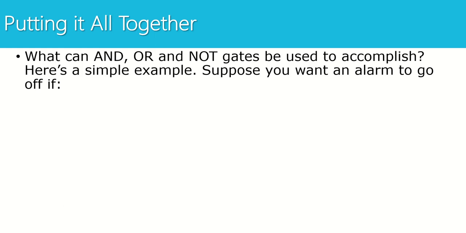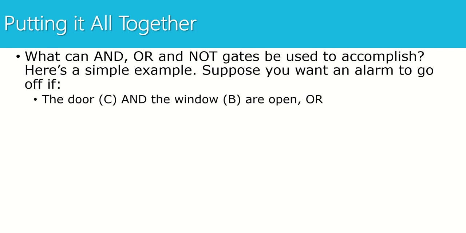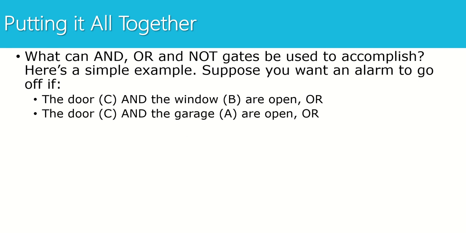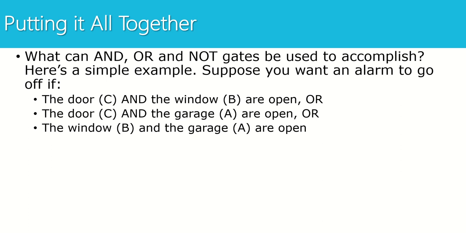So now let's put this all together. What can we do with AND, OR, and NOT gates? Here's a simple example. So let's say that you're designing an alarm system and you want the alarm to go off if the door and the window are open, or the door and the garage are open, or the window and the garage are open. So let's say that I represent the door, the window, and the garage each with a sensor. The sensor can send a signal whether those particular elements are open or closed. Let's say that the garage is sensor A, the window is sensor B, and the door is sensor C.